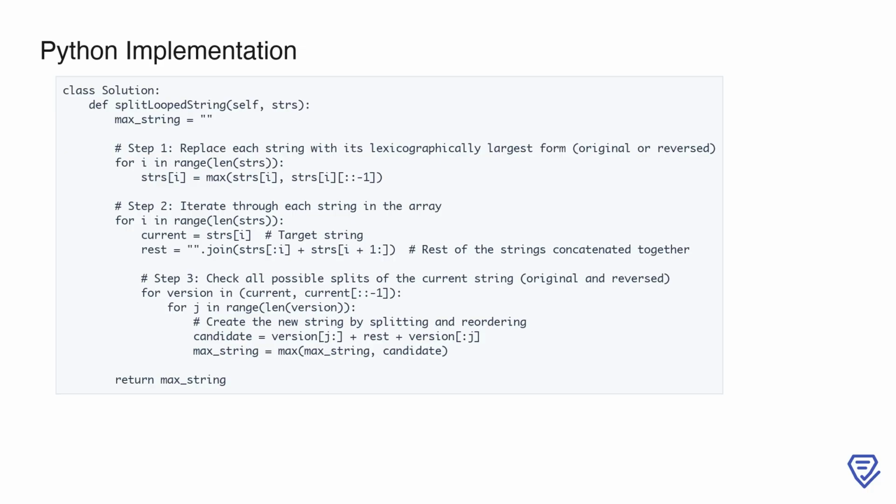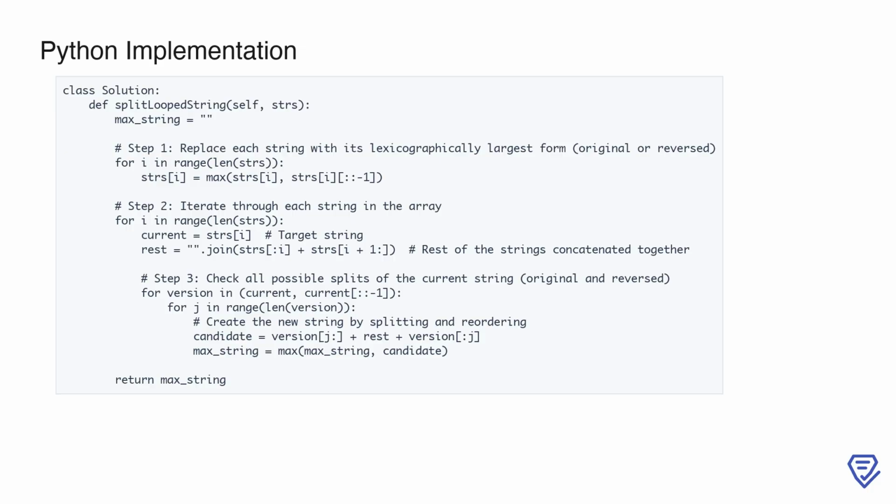Step 2: The next step is to iterate over each string in the list. For each string, we treat it as the pivot and separate it from the rest of the strings. The rest variable contains the concatenated version of all strings except the current pivot. Step 3: For every pivot string, both its original version and its reversed version are considered. This ensures that no potential arrangement is overlooked in the search for the lexicographically largest string.